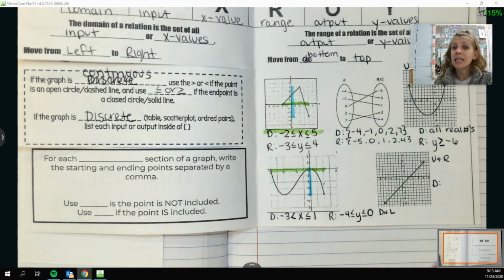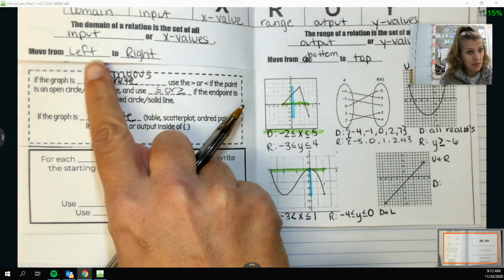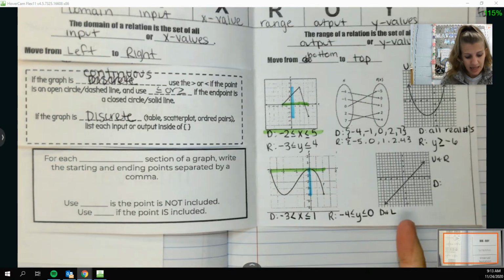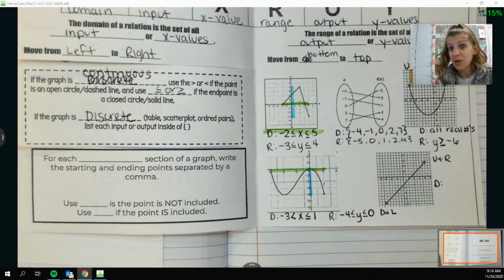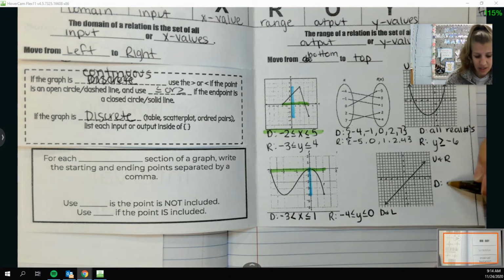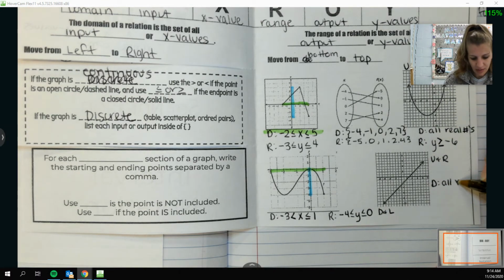So when I think about my domain moves left to right, and this graph is always moving left and always moving right. And so if I'm always going left, always going right, eventually I will get to all the x values.